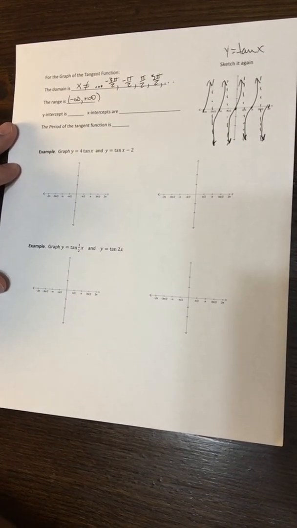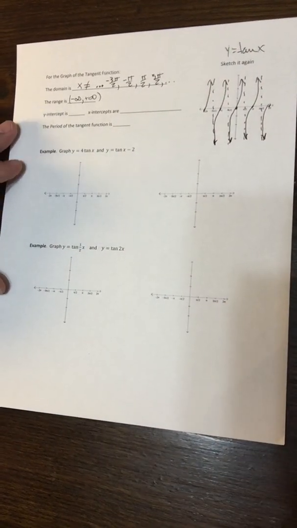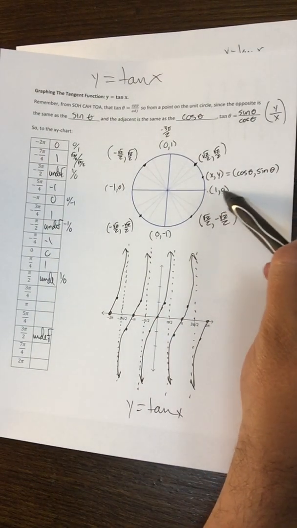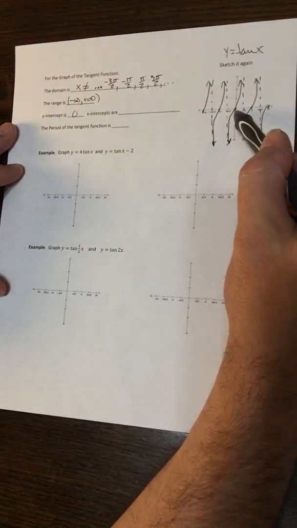The y-intercept, if I put a 0 in for x, that's an angle. If I put a 0 in for x, I'm right here. And that goes y over x. 0 over 1 is 0. So the y-intercept is actually 0. There it is at the origin.